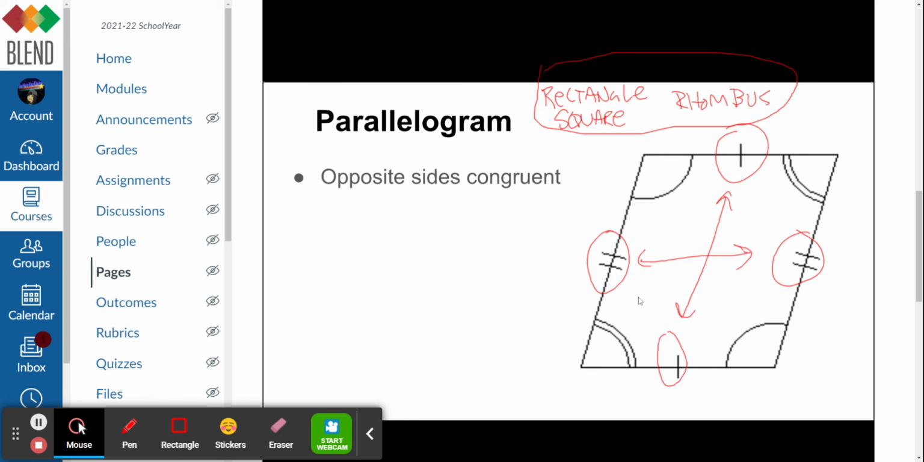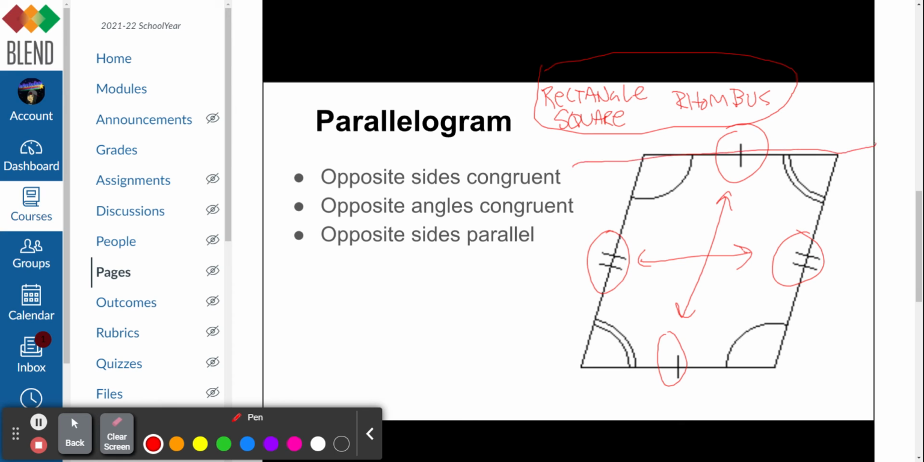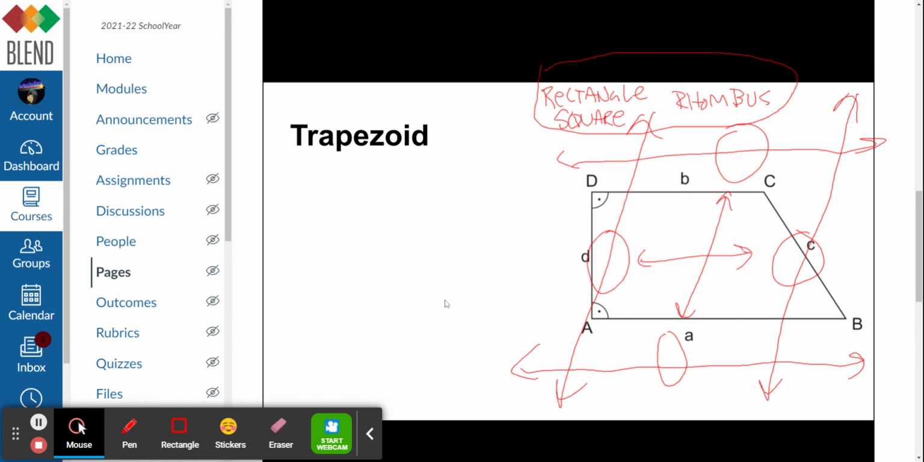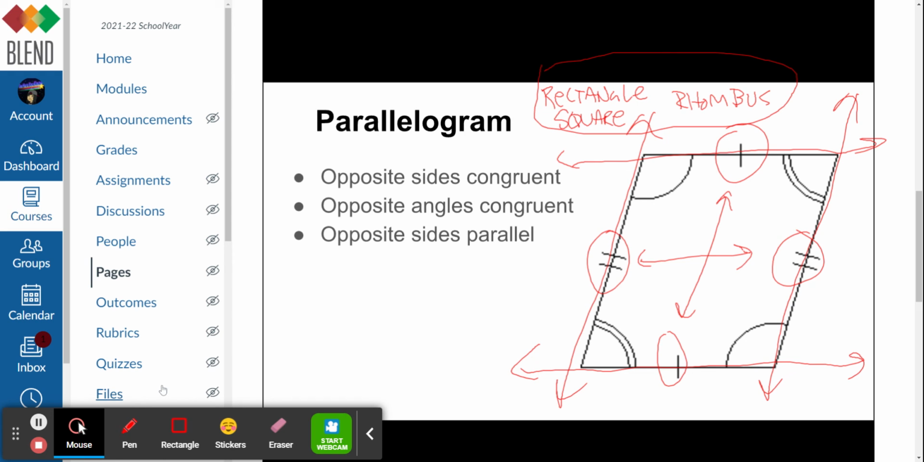They have opposite sides that are congruent, even though the rhombus and square have all sides congruent. Opposite angles are congruent. With this one, we have two obtuse and two acute angles. With a rectangle and a square, you have opposite 90-degree angles, but they're still congruent. Opposite sides are parallel. They'd go on forever and never touch. Once again, if we drew our lines on the sides, it shows that they are parallel lines. They go on forever and never touch on the sides. They only intersect on the corners. So those are the things that make your parallelogram.